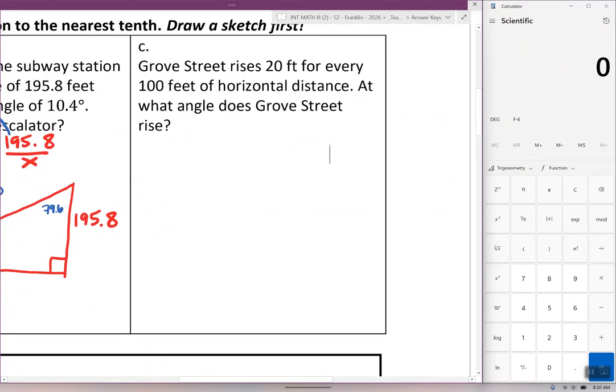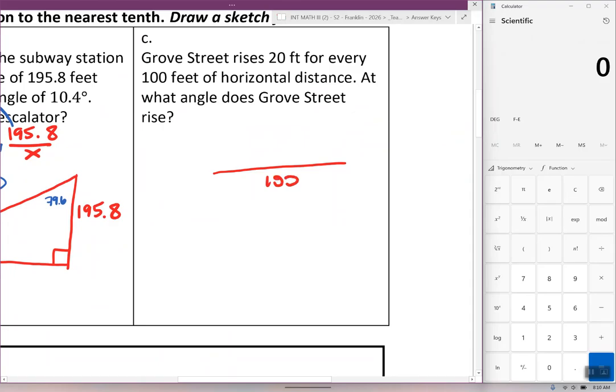Okay, example C. Grove Street rises 20 feet for every 100 feet of horizontal distance. So if we have 100 feet of horizontal distance, we rise 20 feet for that. So there's our Grove Street. At what angle does Grove Street rise? So this angle here is what we're trying to find.